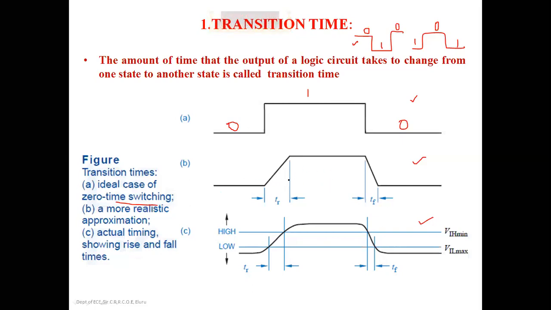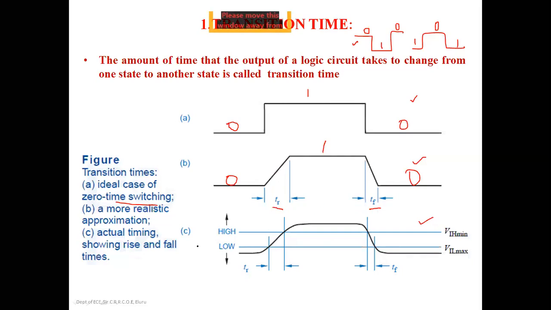In this, the output is changing from 0 to 1 by taking a certain amount of time called the rise time, and it takes some other time for changing from the state 1 to 0. This is called the fall time. So in the realistic view, we have two time intervals, the rise time and the fall time.